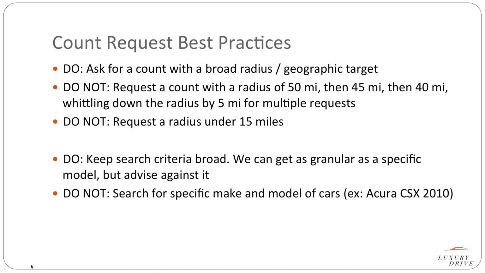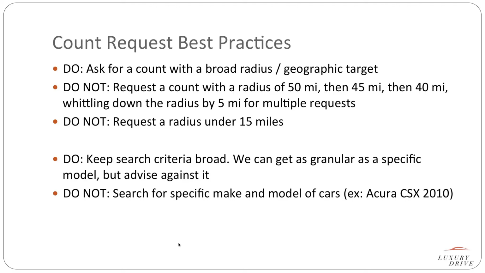So some quick do's and do nots. We want to look for counts that have a broad radius and geographic target. This really helps us get a saturated count and feel for potential in an area. We're not looking for narrowing down the potential by 5-mile radiuses.